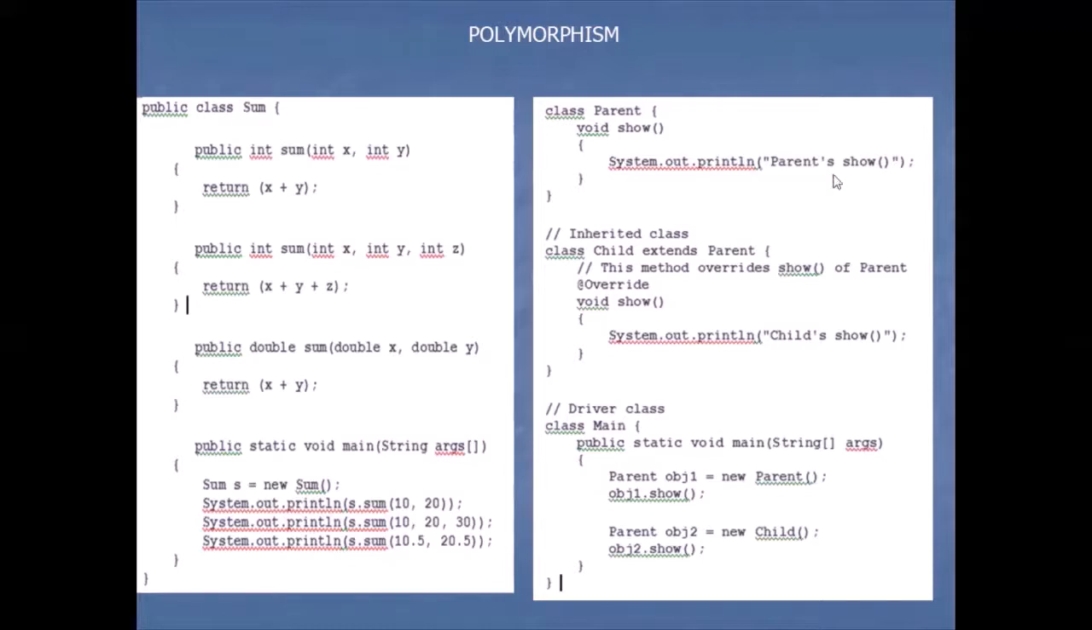It will print parent show. Here it will print child show. So when I create an object for parent, it will print parent show. Here it will print child show. This is method overriding. So these are the two types of polymorphism, method overloading and method overriding.